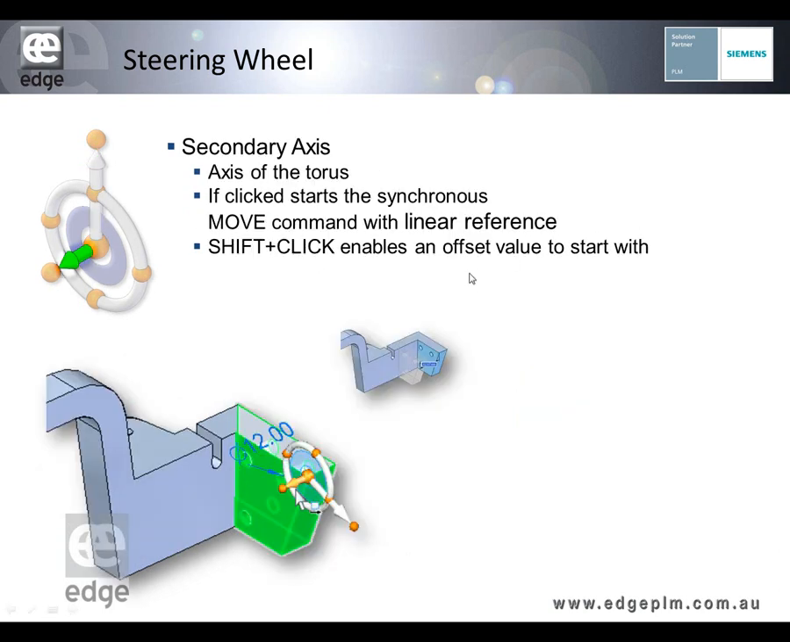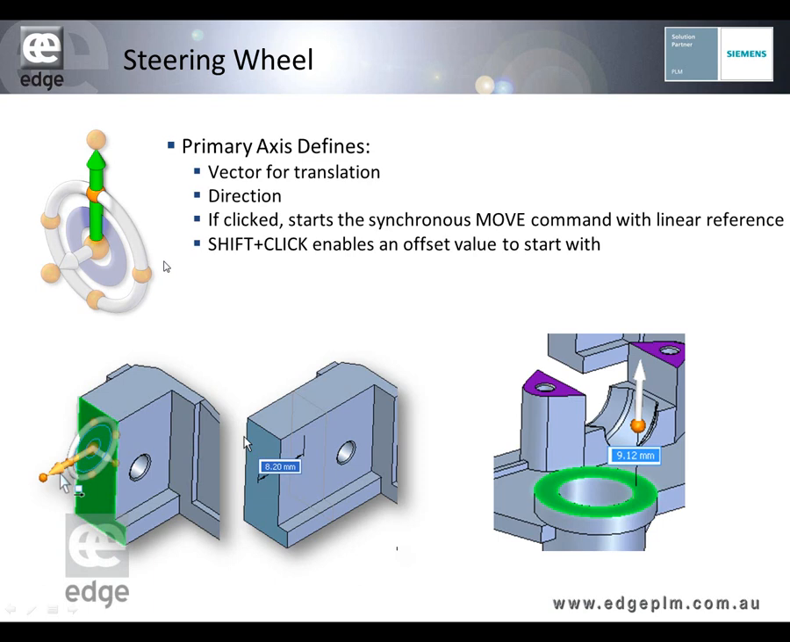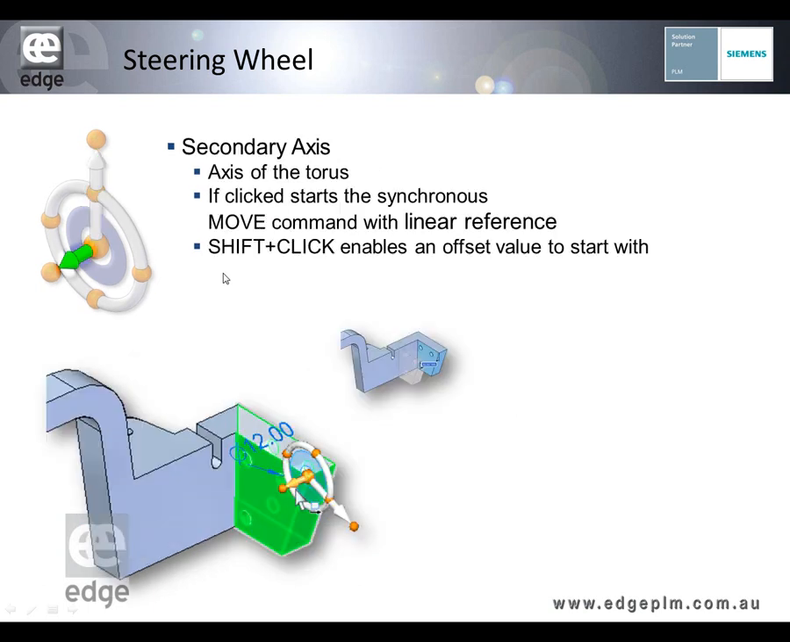The secondary axis does exactly the same thing. If clicked, it starts a synchronous move. So in this case, we've got it here. If we click on the secondary axis and move, it will move whatever's attached to the steering wheel. Shift and click again gives you an offset. So the primary and secondary axis do effectively the same thing.